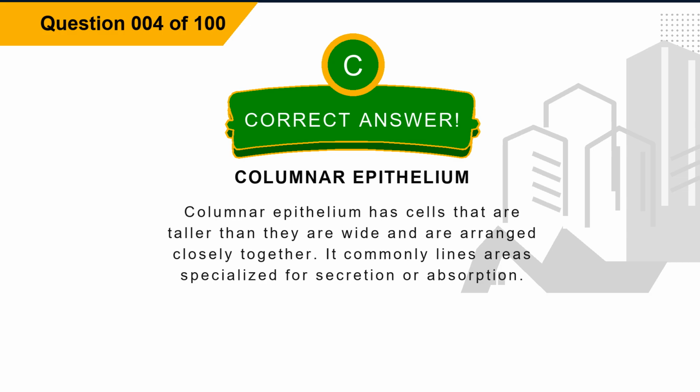Columnar epithelium. Explanation. Columnar epithelium has cells that are taller than they are wide and are arranged closely together. It commonly lines areas specialized for secretion or absorption.